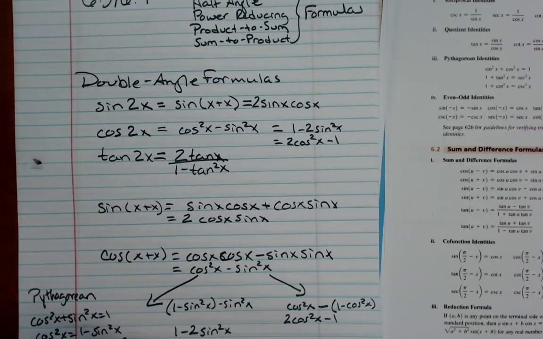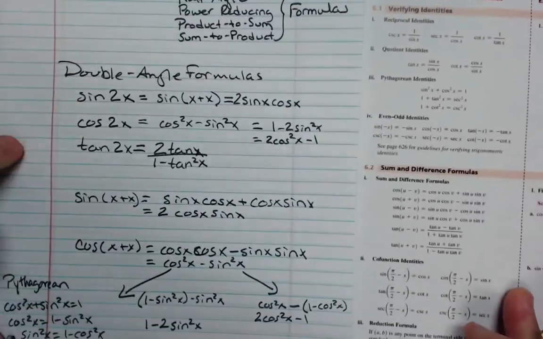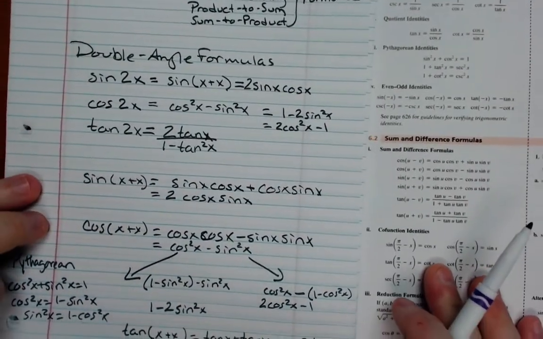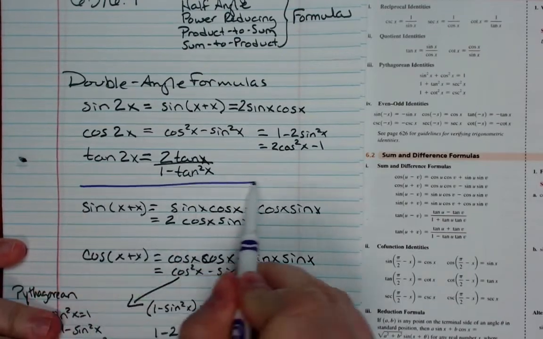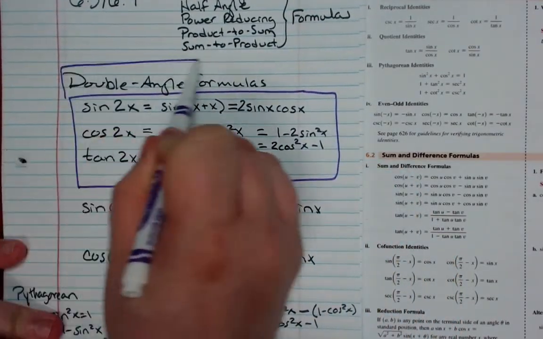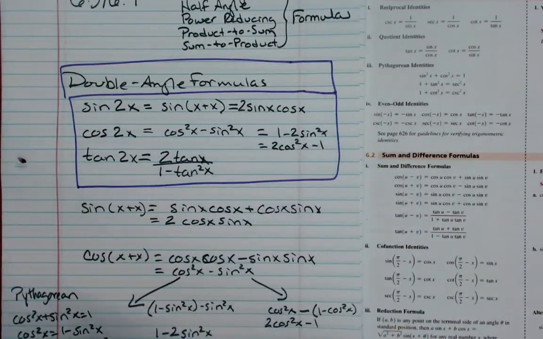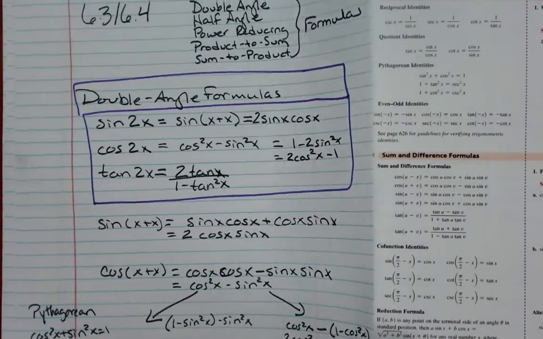And so see why I want you to memorize your sum and difference formulas, because it turns out in nearly all of our identities and all of our formulas, we use our angle addition to get to others. So here's our double angle formulas. So that's our first set of new formulas for today.